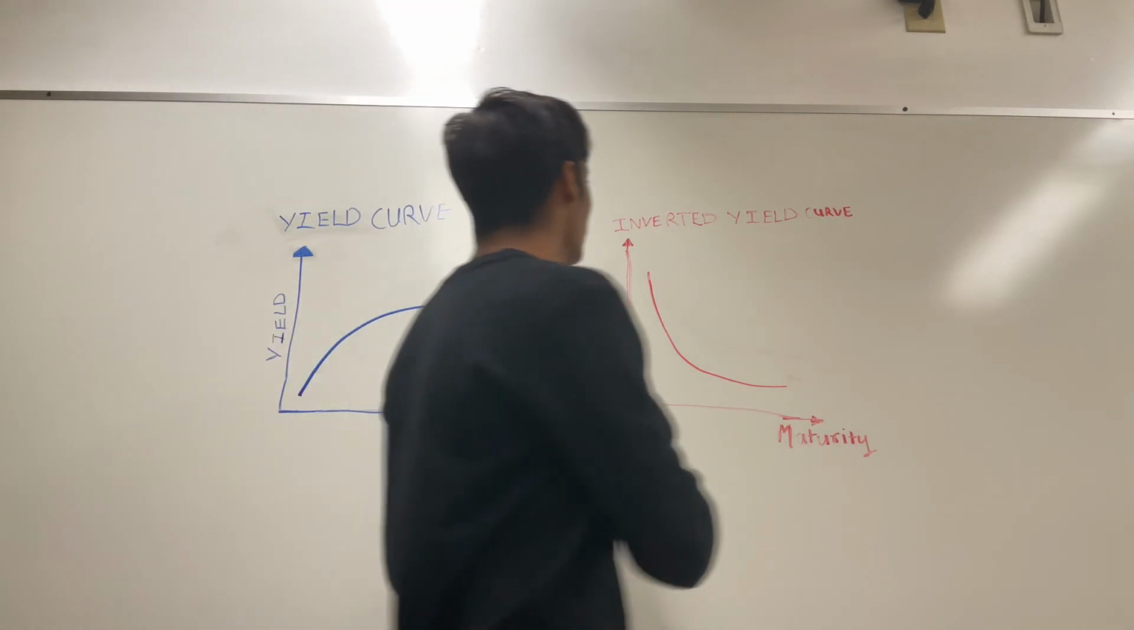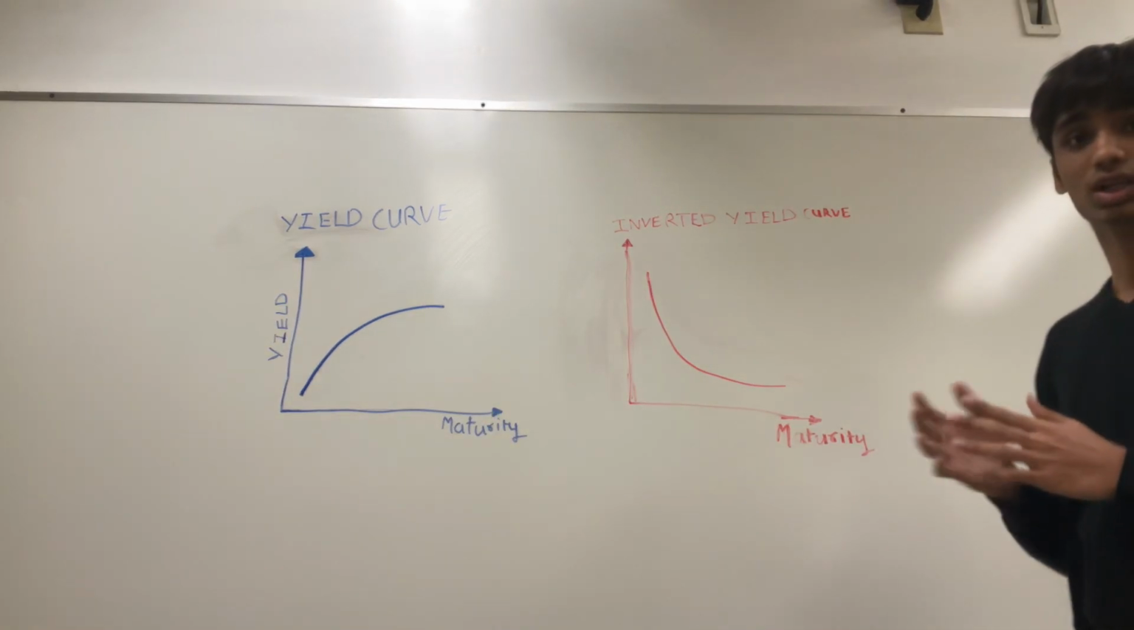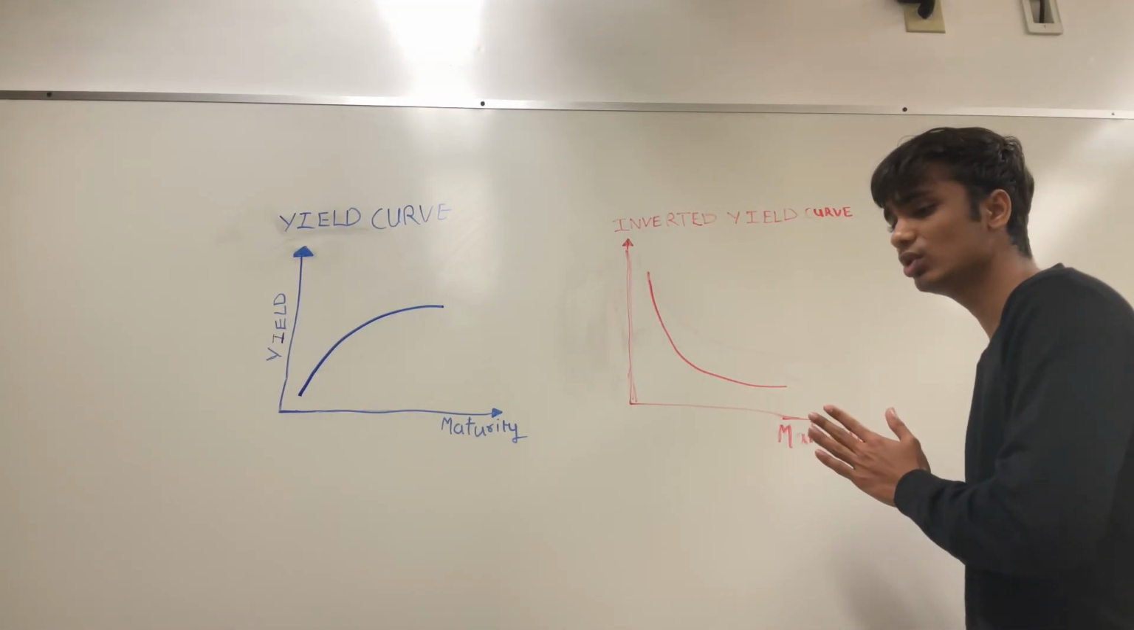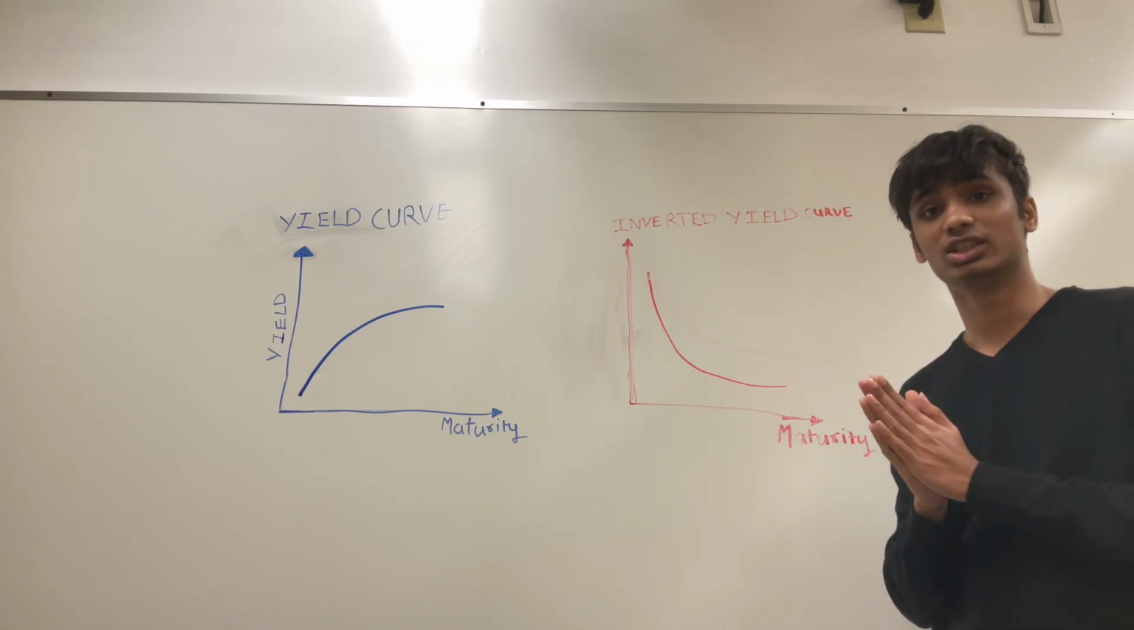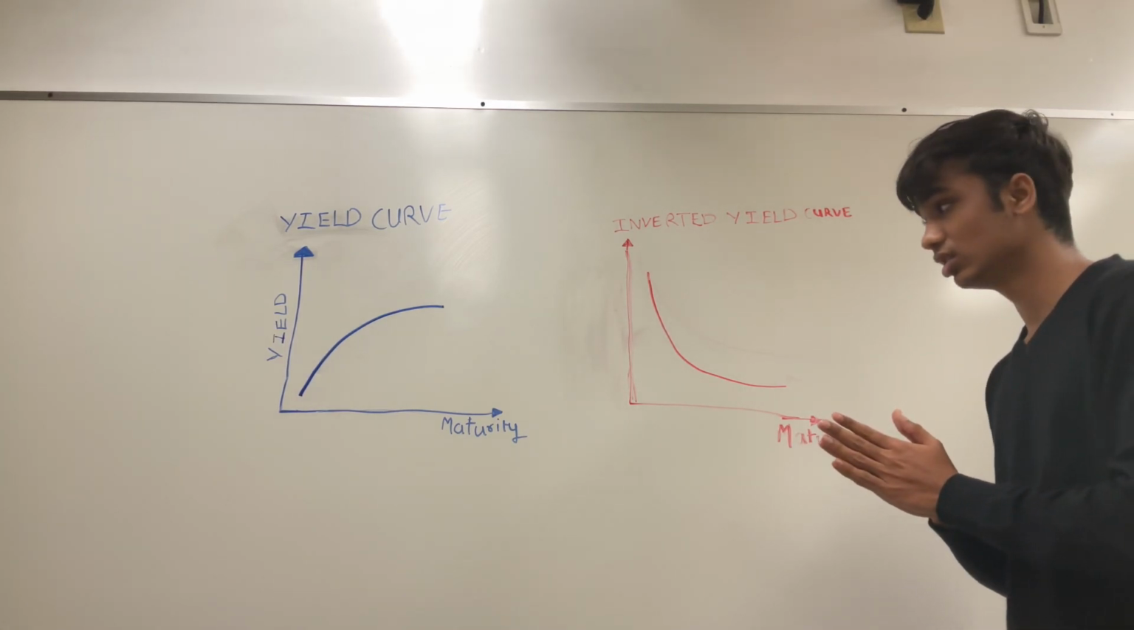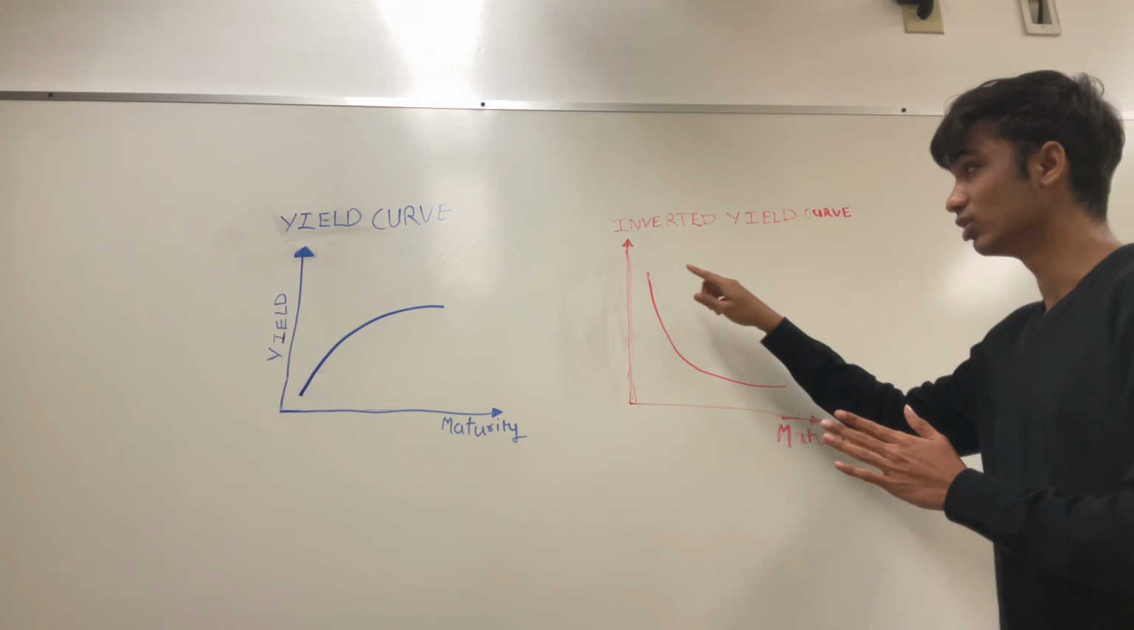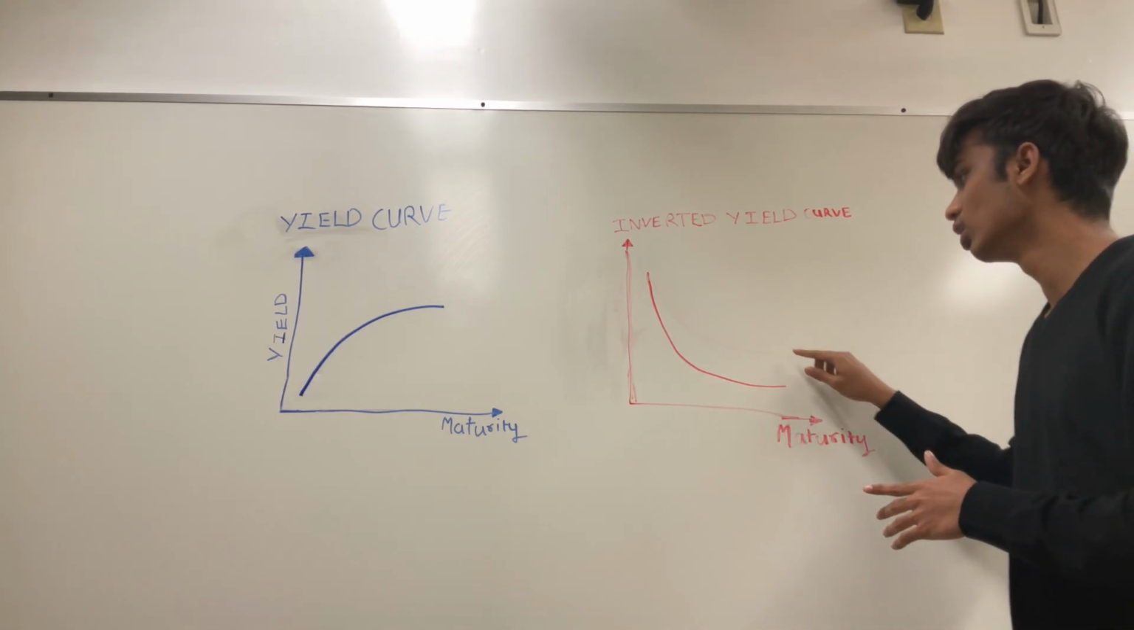But sometimes we also have an inverted yield curve, and it has been noticed that since 1960, before every recession, investors could observe this pattern, the inverted yield curve.